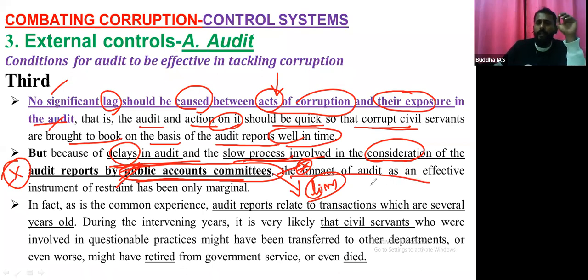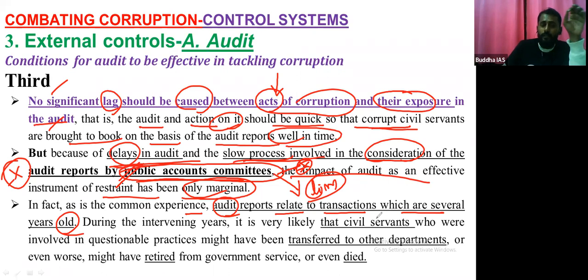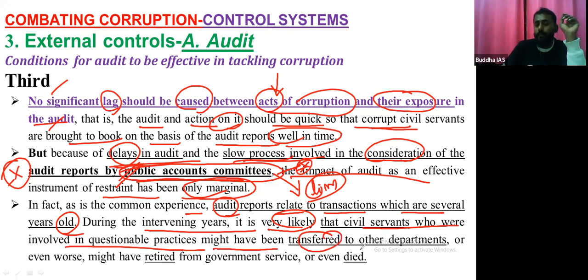The impact of audit as an effective instrument of restraint has only been marginal, means very little. In fact, as is the common practice, audit reports relate to transactions which are several years old. The report that the CAG will be giving, these are several years old. During the intervening years, it is very likely that the civil servants who were involved in questionable practices might have been transferred to other departments.